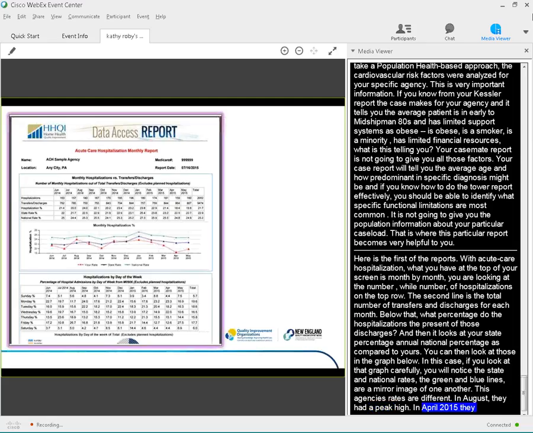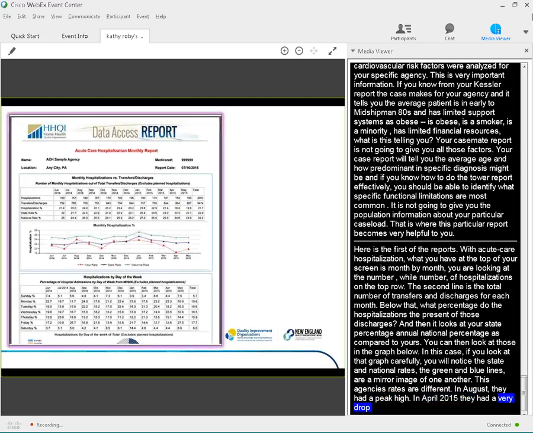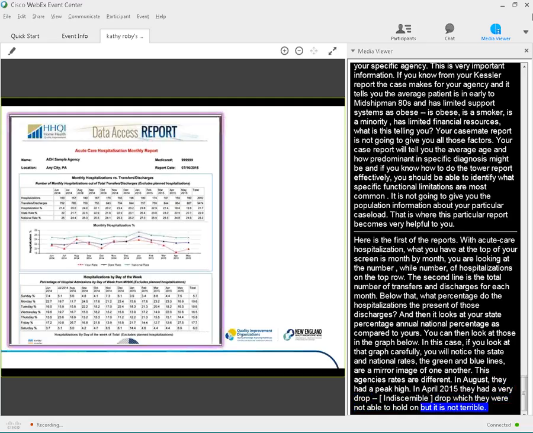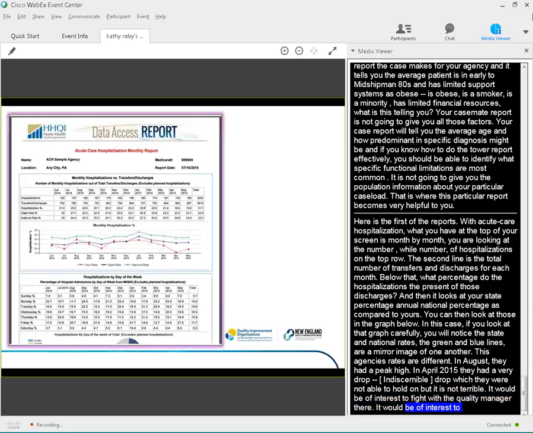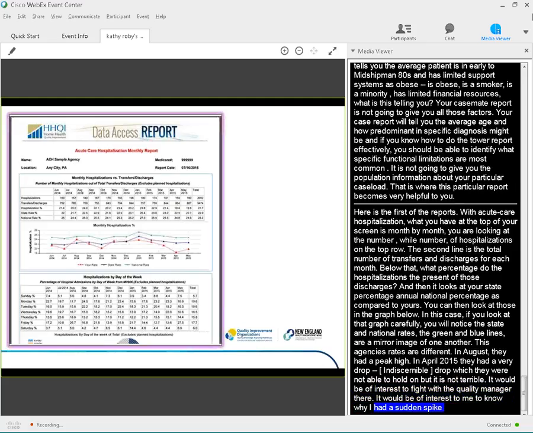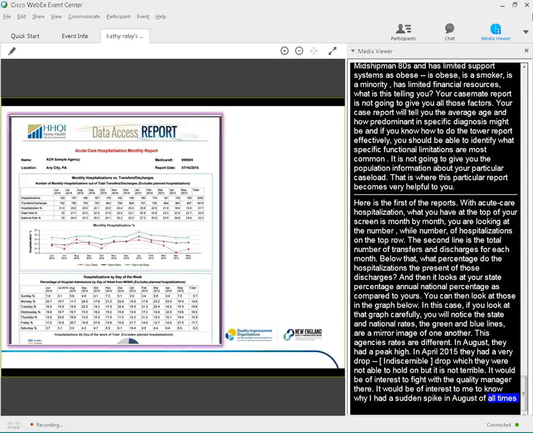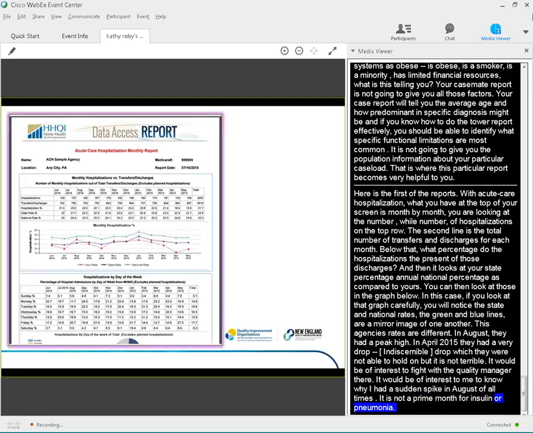but it's not terrible. If I were the quality manager there, it would be of interest to me to know why I had a sudden spike in August of all times. It's not a prime month for influenza or pneumonia, and yet there was a peak in the hospitalizations. Perhaps there was a heat wave. This would have a negative significant impact on CHF and COPD patients.